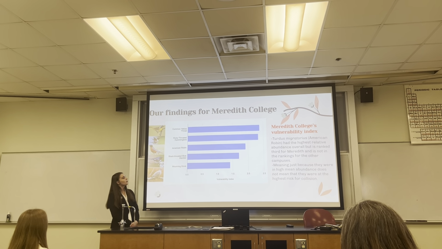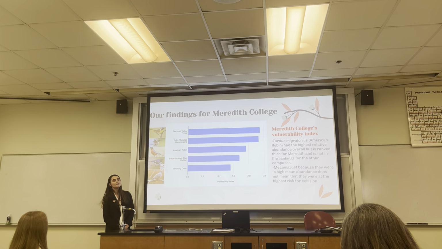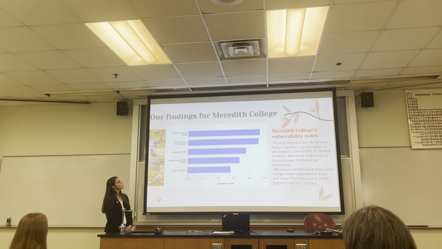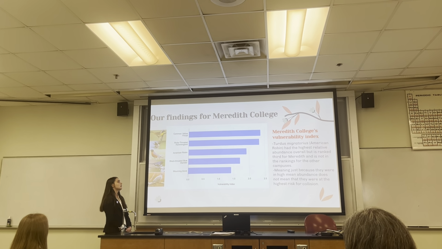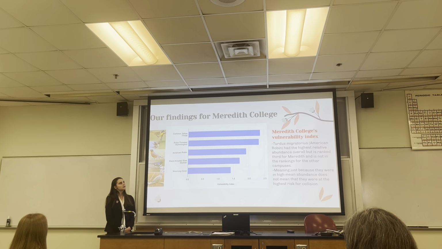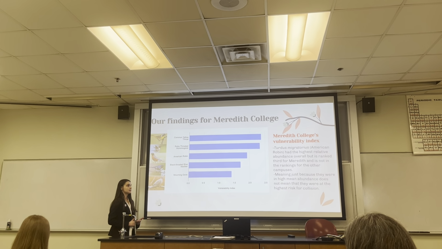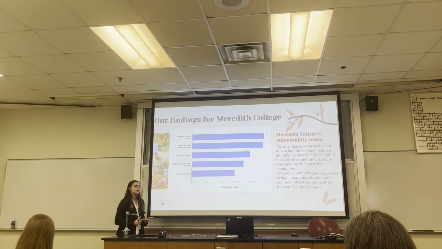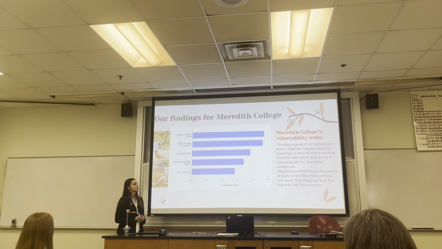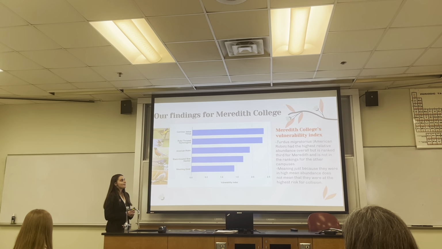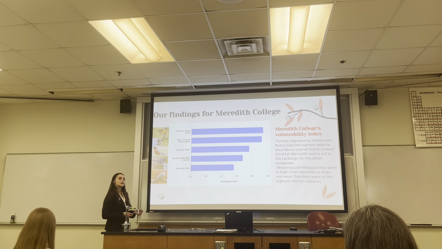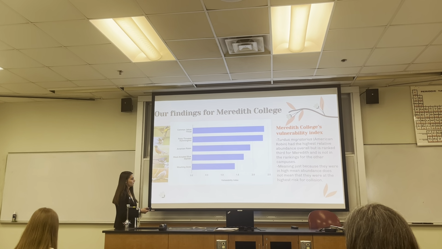Our findings for Meredith College. So we have the common yellowthroat, again, the ruby-throated hummingbird, the American robin, the black-throated blue warbler, and the mourning dove. The American robin had the highest relative abundance overall, but is ranked 3rd for Meredith and not in the rankings for other campuses. Meaning just because they were in high mean abundance does not mean that they were at the highest risk of collision.